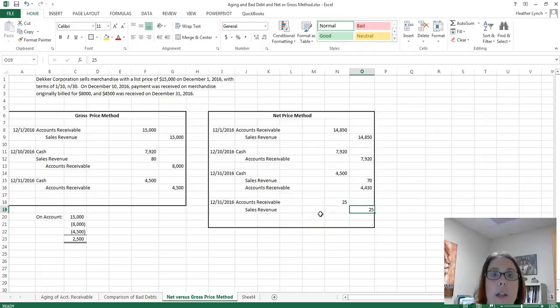We're making that adjustment. I know you will have several examples to go through when you're completing your homework, but I hope this helps to give a strong idea of what the gross price method is versus the net price method.